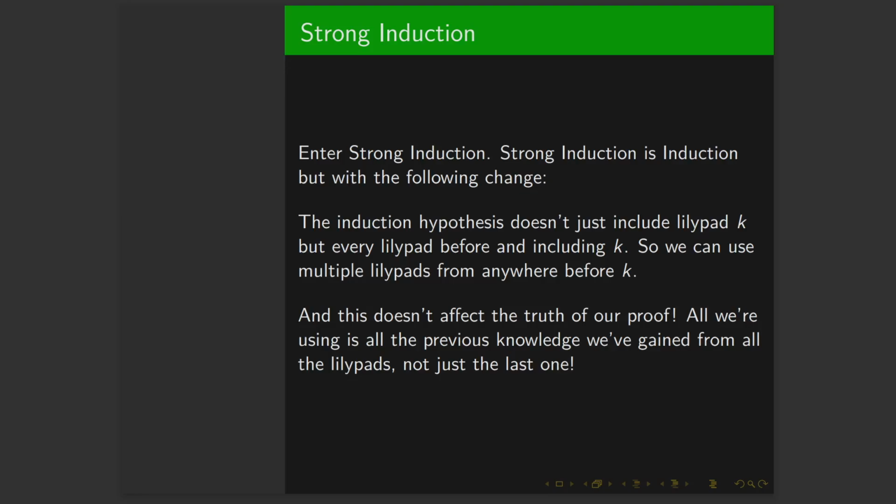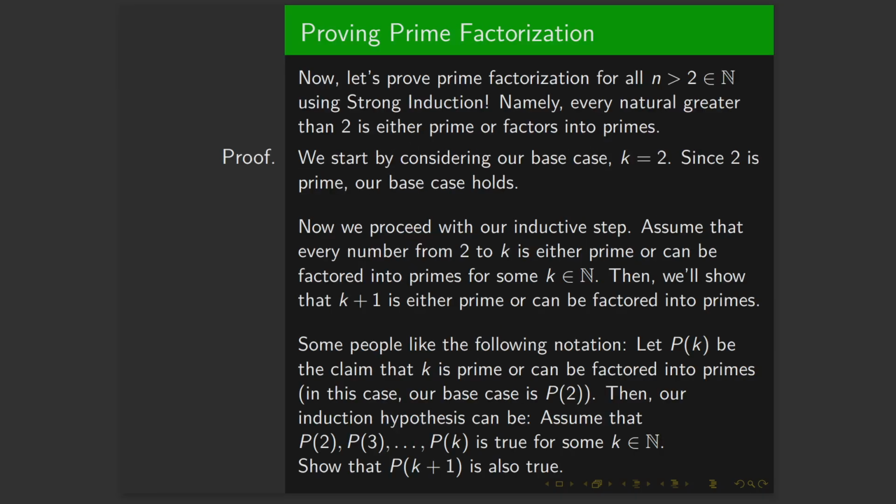Once again, this is actually the exact same thing because since we got to lily pad k, we got to every lily pad before k, which means we can use all of that. We can leverage that extra information in ways that we don't do with regular induction. We're using all of the knowledge that we have. So now let's actually prove prime factorization.